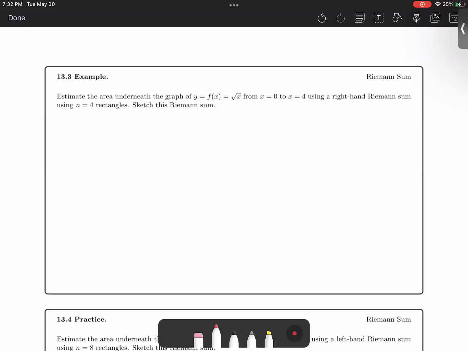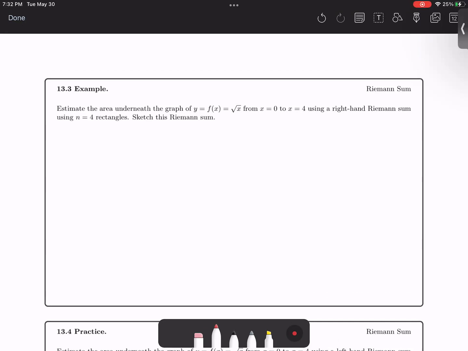All right, integration, finding the area underneath curves. Here, example 13.3, estimate the area underneath the function the square root of x from x is equal to 0 to x is equal to 4 using a right-hand Riemann sum using 4 rectangles. So it says sketch this Riemann sum. You do this for every Riemann sum that you do, right? Every approximation to an integral using rectangles, it's a good idea to draw the function and see what's going on.